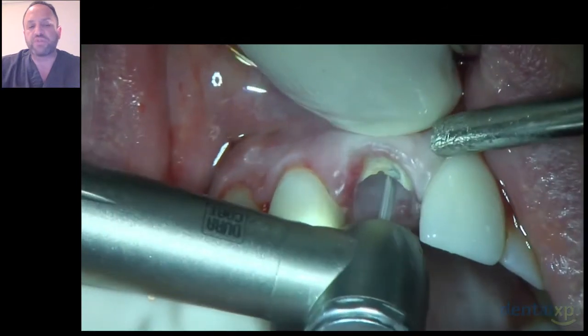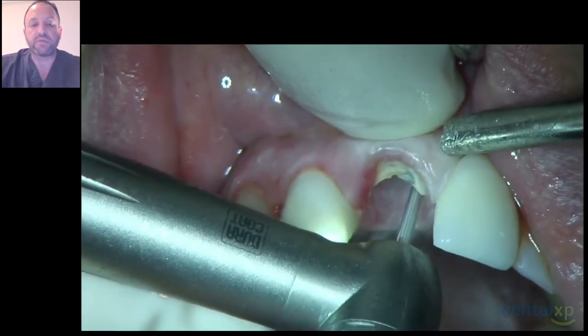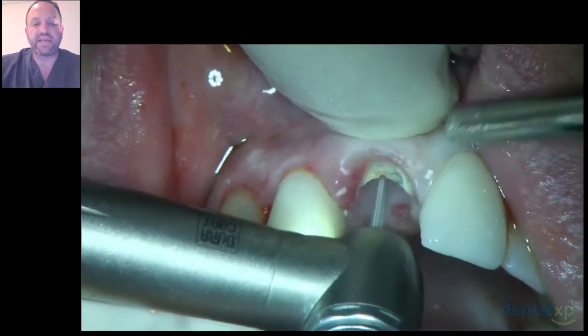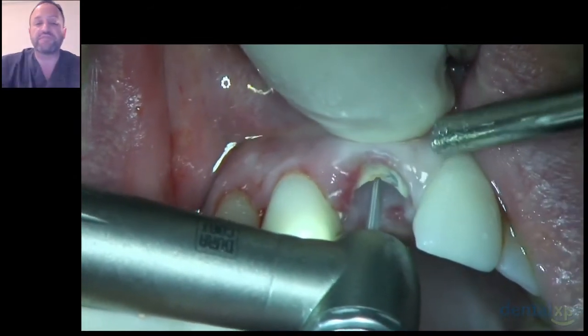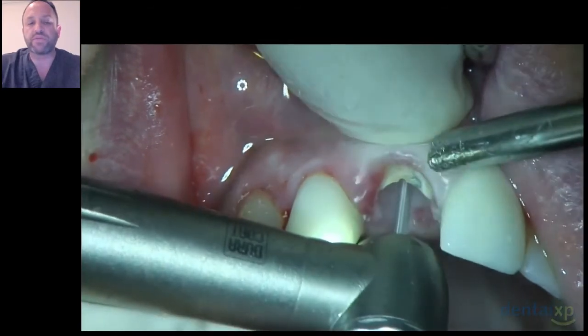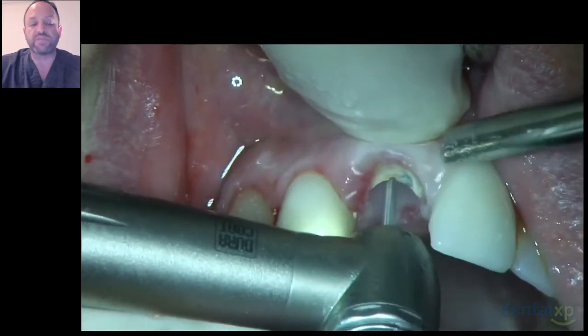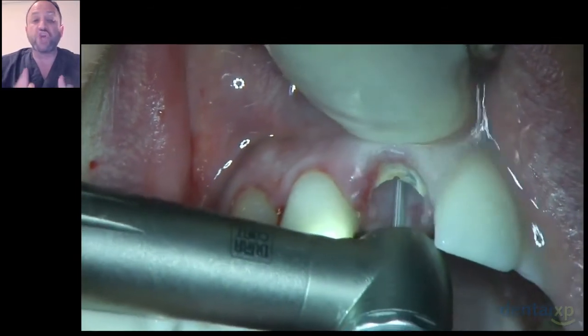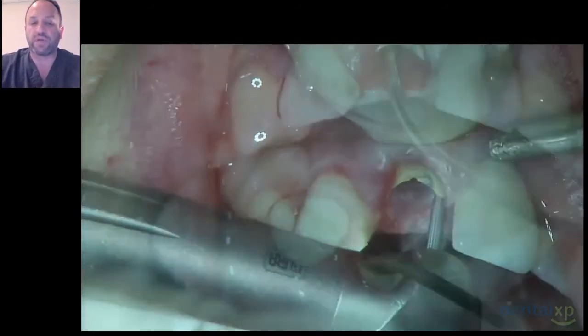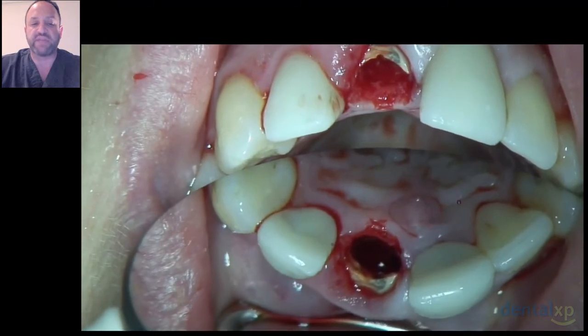So I've angled my drill slightly towards the buccal to take out that apical portion, remove it in total, and especially if there was any infected material or granulomatous material down there, you want to remove as much of that root section as possible. But as I said before, there's no data to say that you can't leave the whole buccal plate, and in a number of cases I have done that.